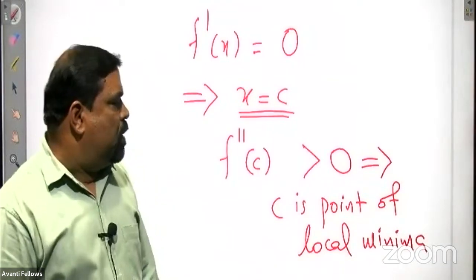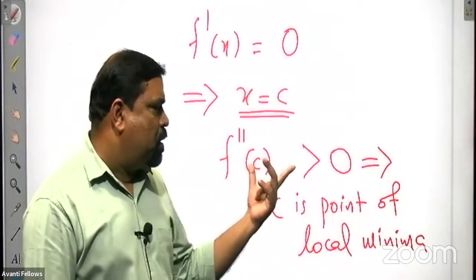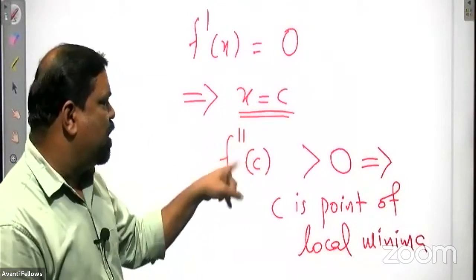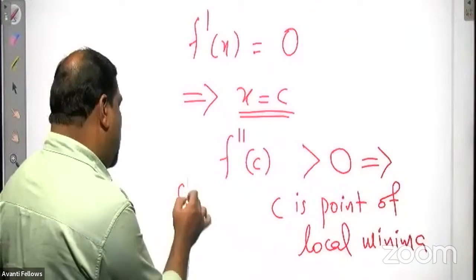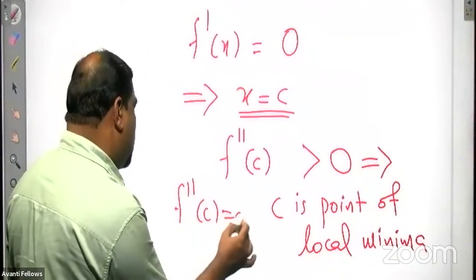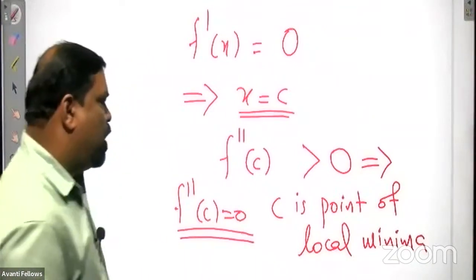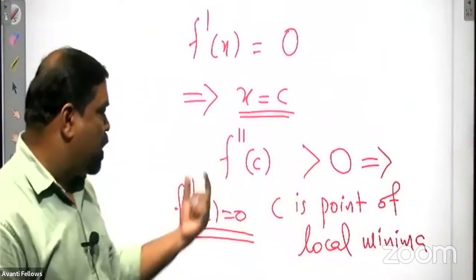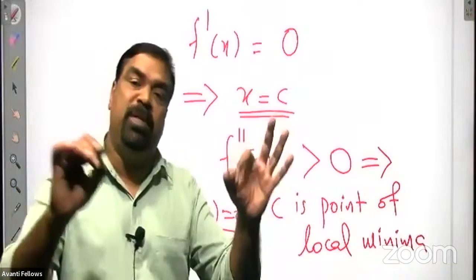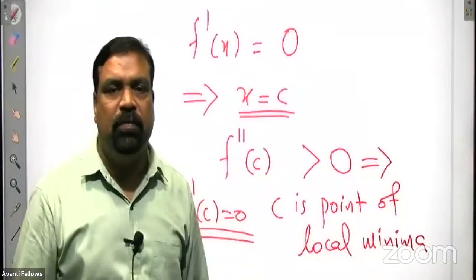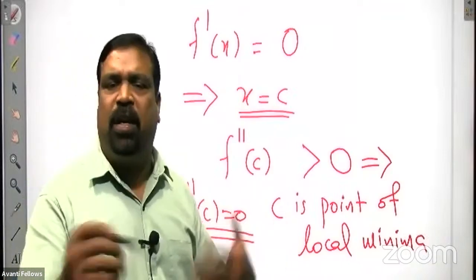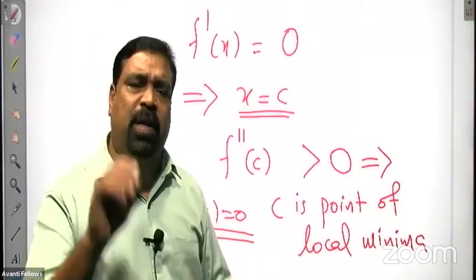Sometimes in the second derivative test, after getting the second derivative and putting x equal to c, the critical point, the second derivative also can be 0. That's also possible. Always it may not be second derivative positive or negative. Sometimes the second derivative value also can be 0. Then what to do? Then we cannot say anything using the second derivative test. The second derivative test fails.